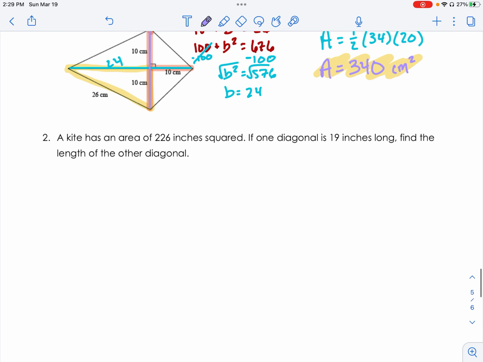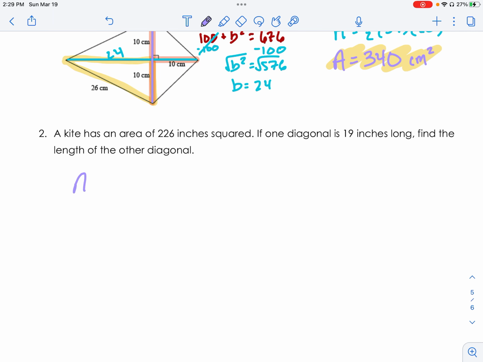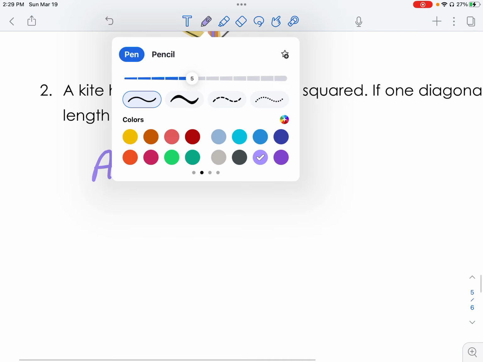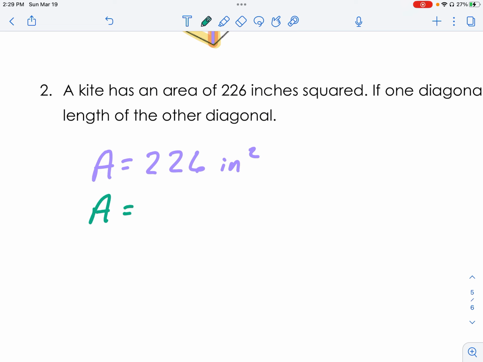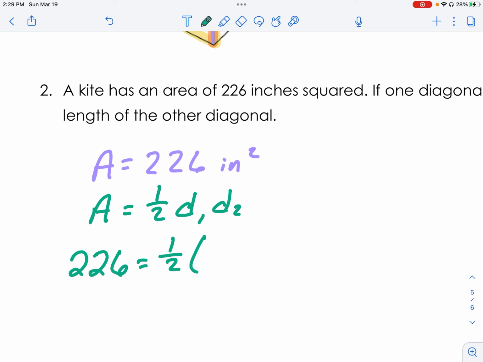All right, last problem for the day. A kite has an area of 226 inches squared. If one diagonal is 19 inches long, find the length of the other diagonal. So our formula, 1/2 d1 times d2. Well, our area is 226. 1/2 told us that the length of one diagonal is 19. We just have to find our second diagonal.